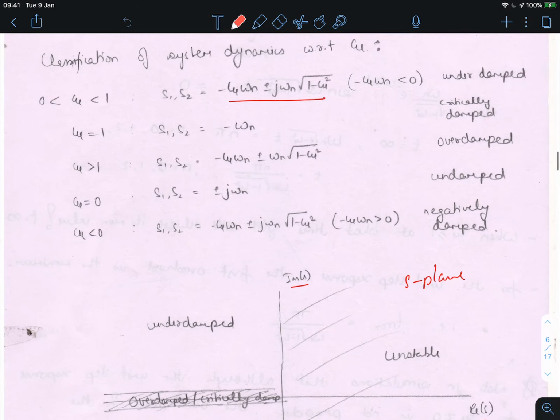Based on this generic second order system, we have computed the poles of this system depending on the value of xi. The most generic form of representing the roots is given by this one, where xi is lying between 0 and 1. The roots are located at minus xi omega n plus minus j omega n square root of 1 minus xi square, where minus xi omega n is negative, meaning the system is a stable system.